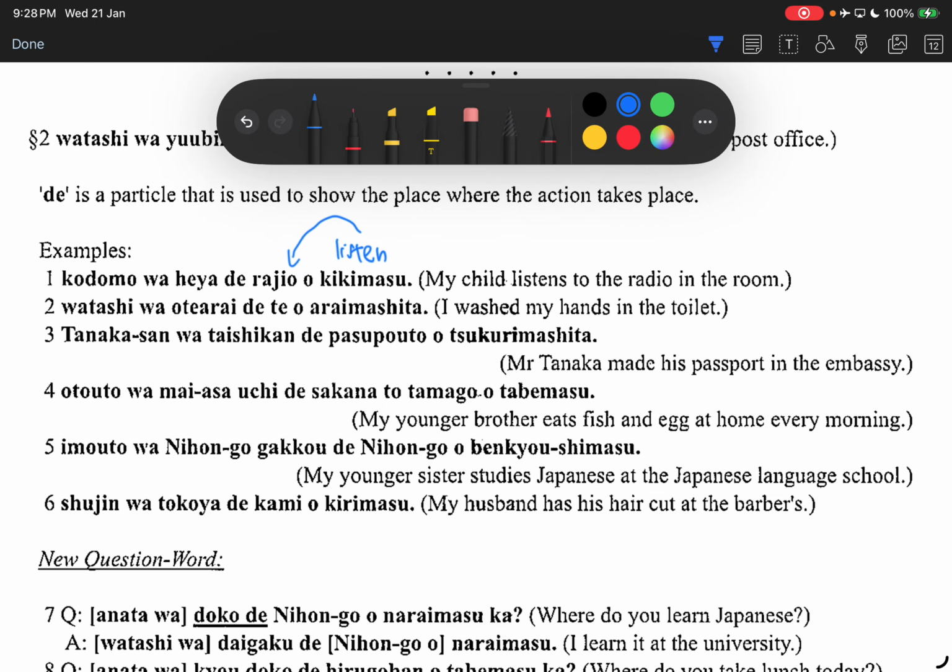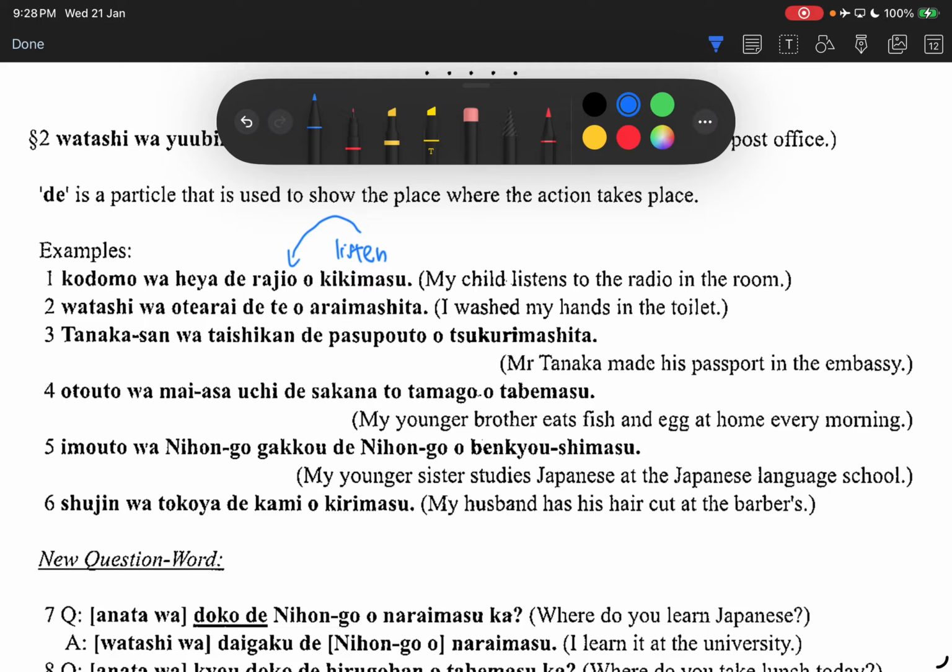妹は日本語学校で日本語を勉強します。Right, so 妹, sister, about the sister. 日本語学校で, so at this Japanese school, then what's the action? 日本語を勉強します。But if you think about it, at a Japanese school, what else can you study? You can only study Japanese, right? So do we really need the 日本語を? No need, it's optional, because we already say at Japanese school, so you should already know you study the Japanese language. What else can you study there?